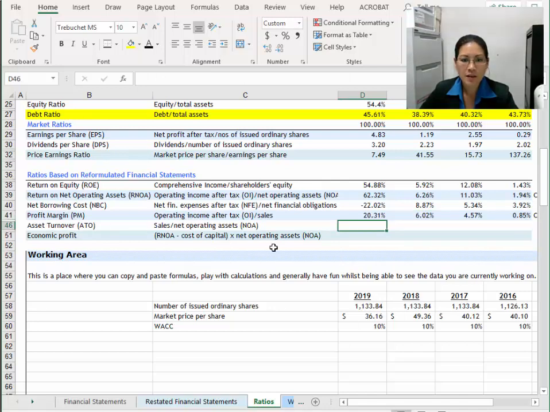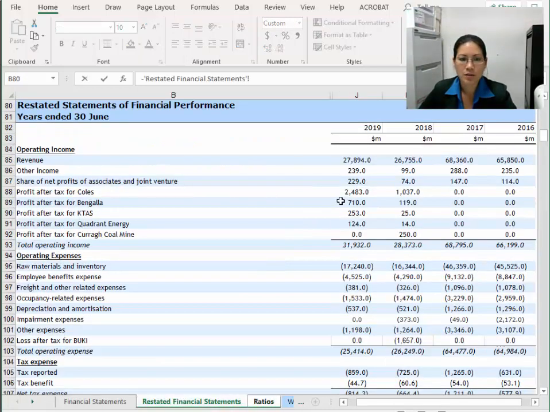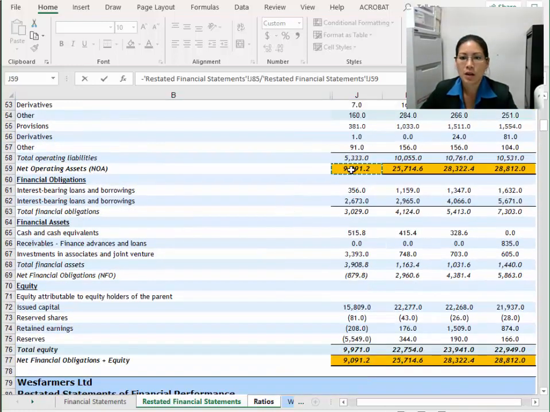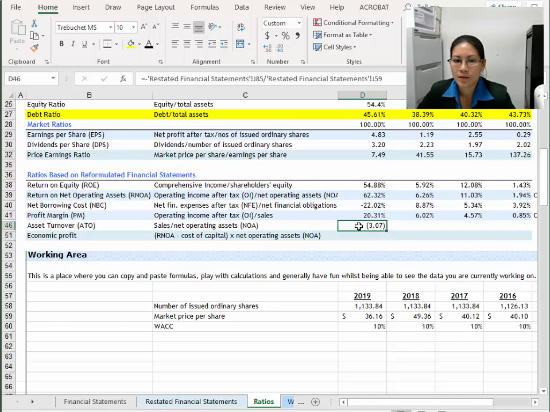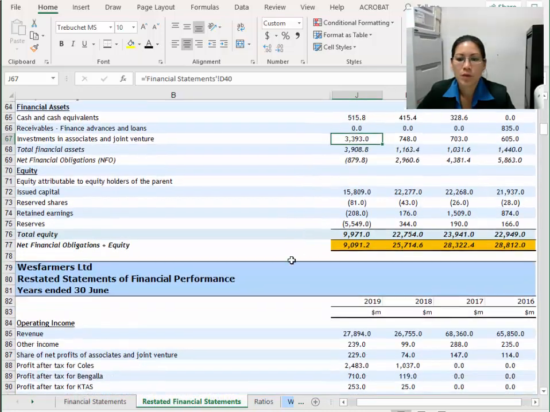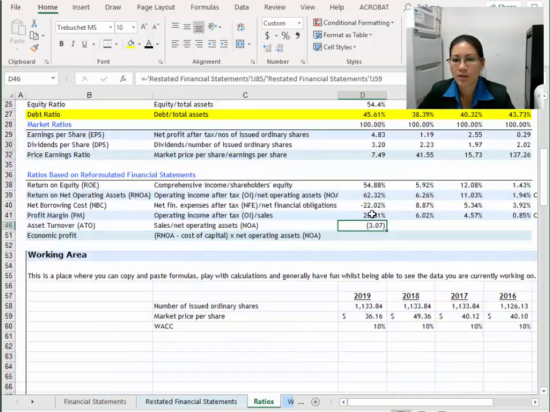Okay, same with the asset turnover. Sales divided by NOA. So let's go sales on the income statement divided by NOA on the balance sheet here. So again, where's my sales? Why is that negative? It shouldn't be negative.